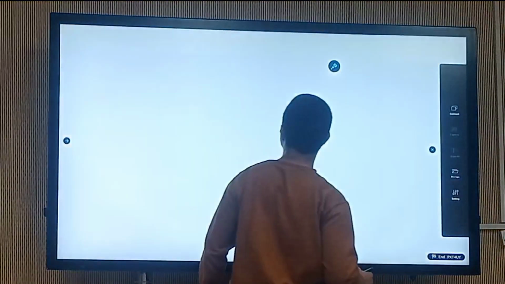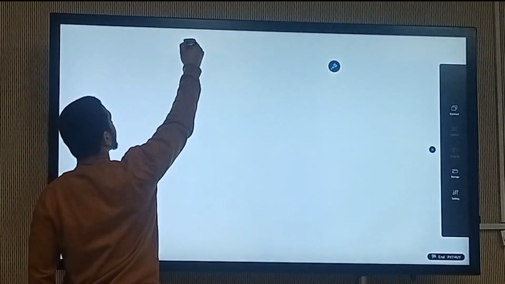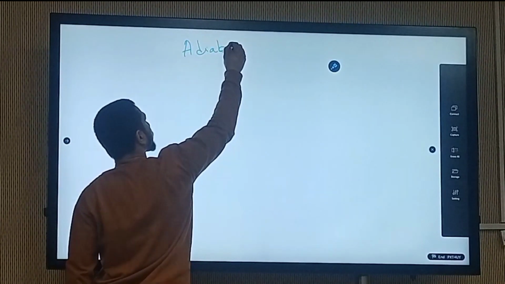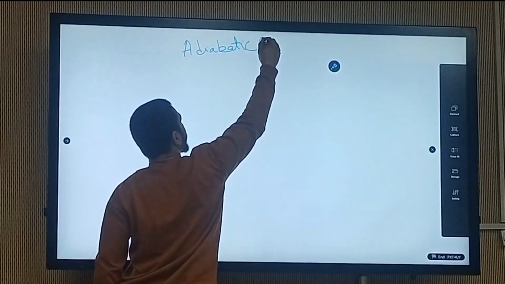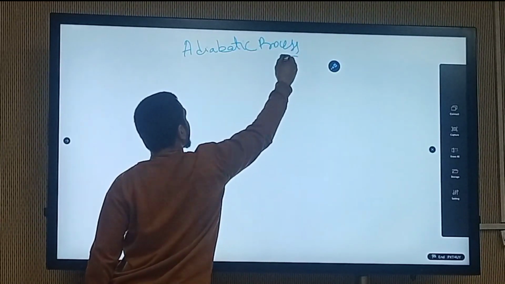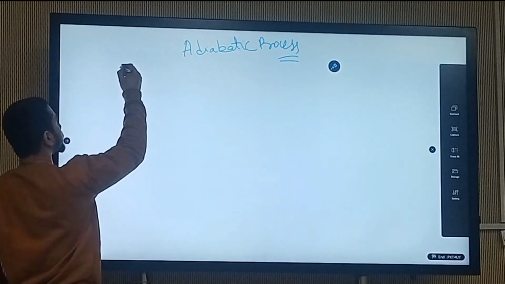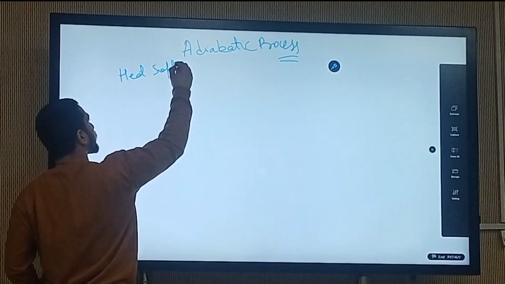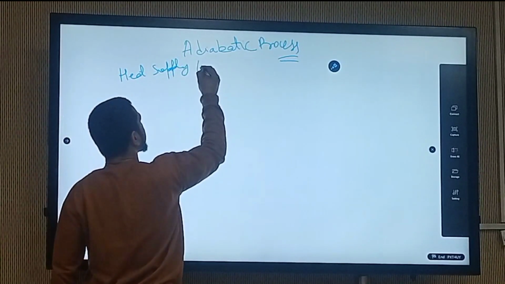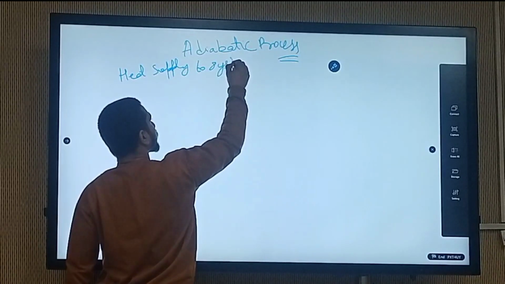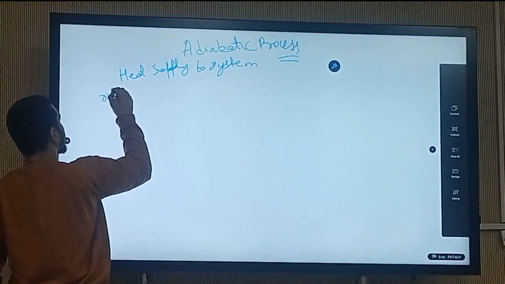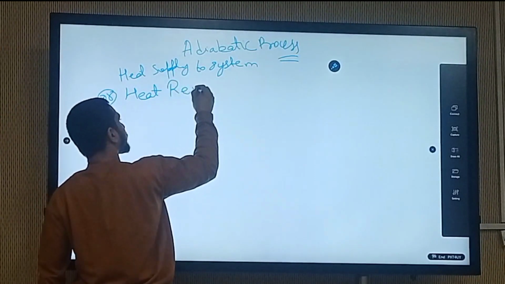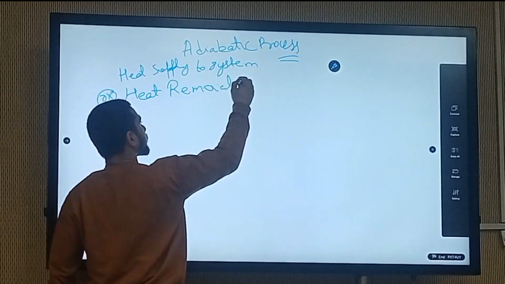Let's see the next process, which is the adiabatic process. So next is the adiabatic process. Okay, so in the adiabatic process, the heat supply to the system or heat removal from the system.